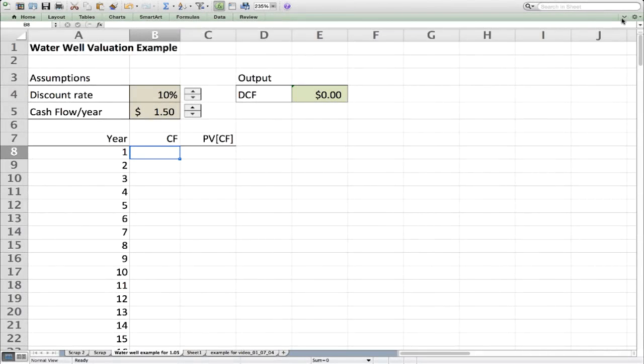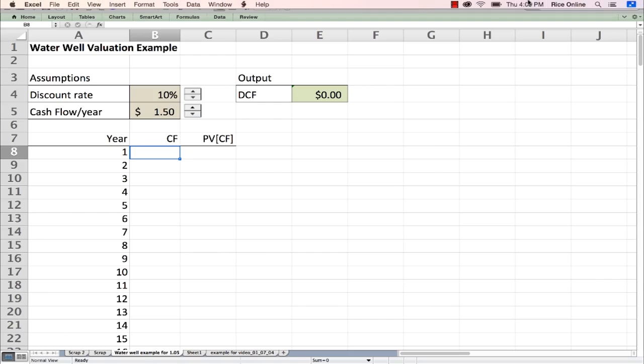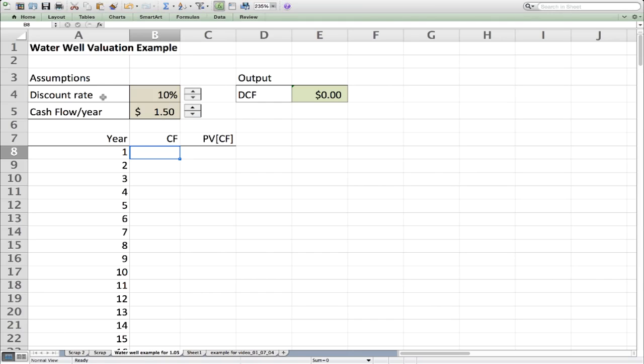Okay, I've set up a spreadsheet model for us to think about how much this well is going to be worth. What we need to do is map out the cash flows, then discount them, and then add them up. I've got my assumptions for the model up here on the top: what the discount rate is and how much cash flow is coming in. And it's $1.50, not per year, but per day. Let's get that right. Okay, so $1.50 a day and a 10% discount rate.